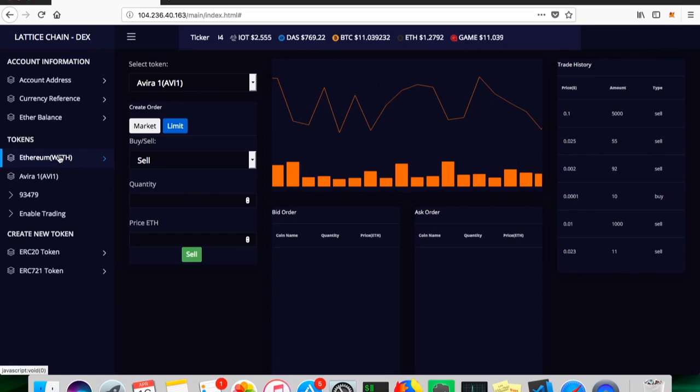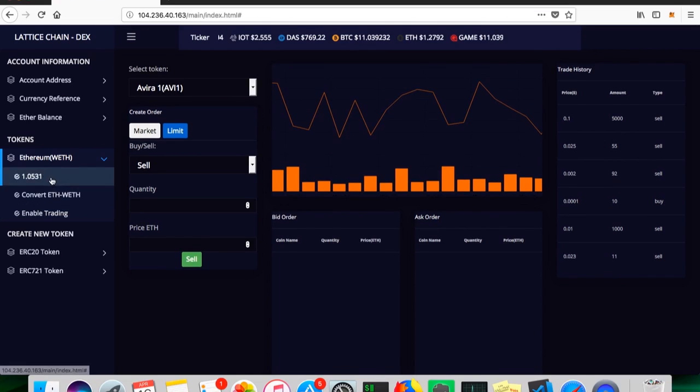Within the account, you see there's an Ethereum quantity of 1.05, which for trading purposes needs to be allowed by the user. So this enable trading needs to be triggered, post which the user would be able to use his Ethereum balance in this exchange. Now moving down, you can see multiple coins out here. Like Avira 1 is a personalized token, which has a quantity of 93,479 with its enable trading functionality. Same goes with Avira 2 and Lattice Chain.